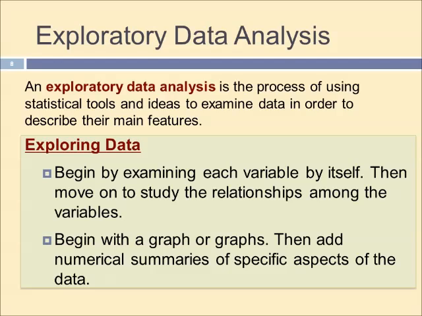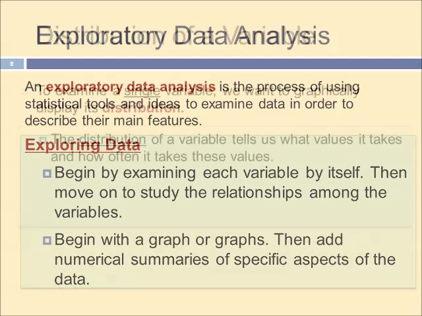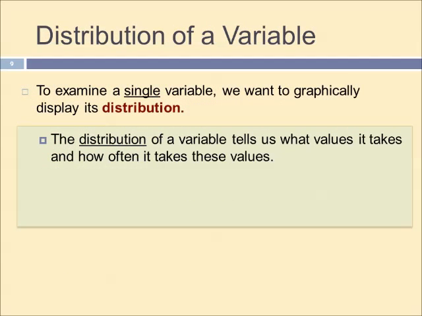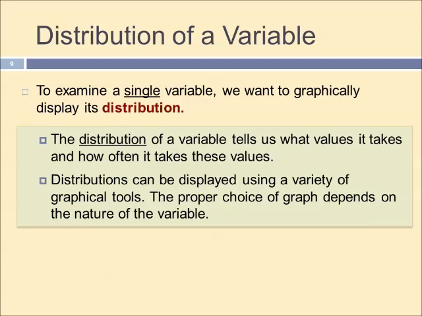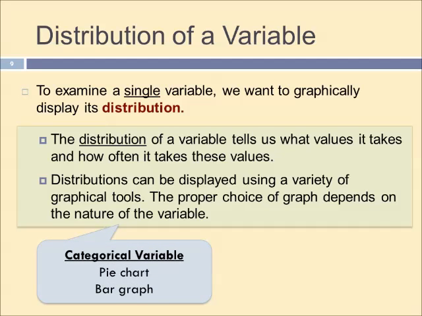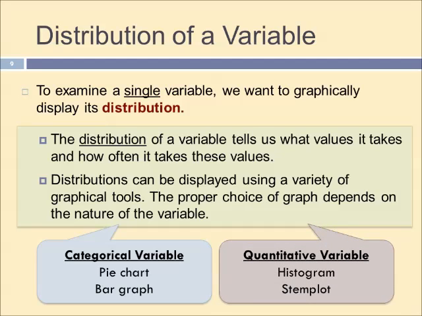We always begin with a graph or graphs. And then we can add numerical summaries of specific aspects of the data. To examine a single variable, we want to graphically display its distribution. The distribution of a variable tells us what values it takes on and how often it takes these values. Distributions can be displayed using a variety of graphical tools. The proper choice of graph depends on the nature of the variable. Categorical variables, for example, are often represented by pie charts and bar graphs, whereas quantitative variables are often represented using histograms and stem plots.